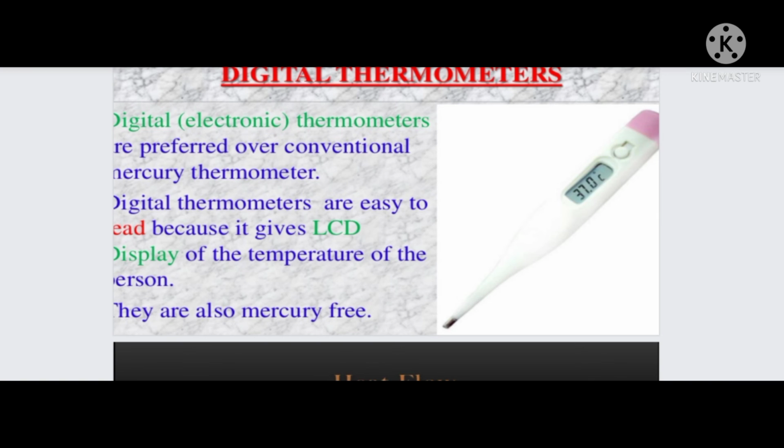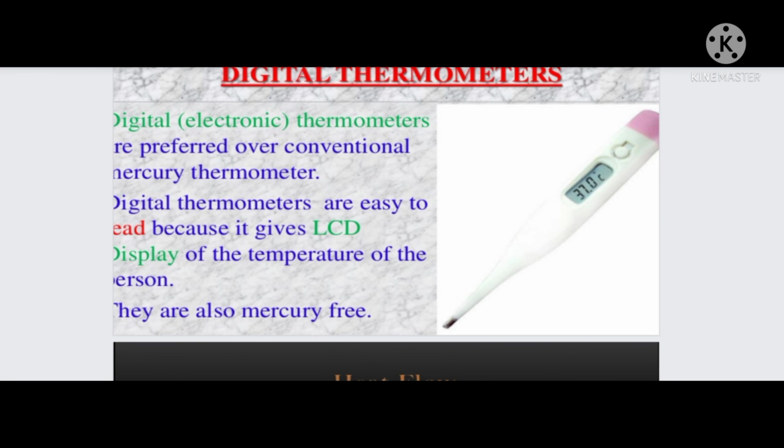And students, nowadays the digital thermometer is mostly used. So let us discuss digital thermometers. Digital thermometers are preferred over conventional mercury thermometers. These thermometers are easy to read as they give an LCD display of the temperature of the person, and they are also mercury free. So nowadays mostly the digital thermometer is used.